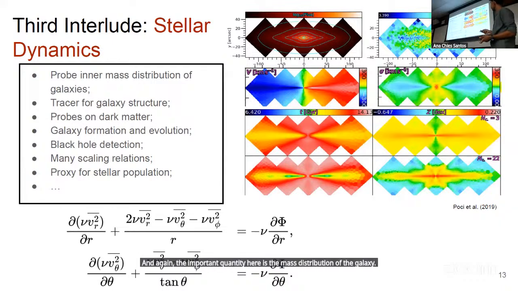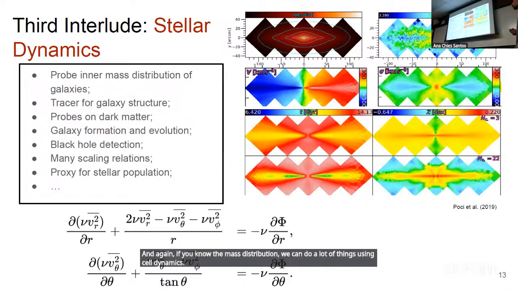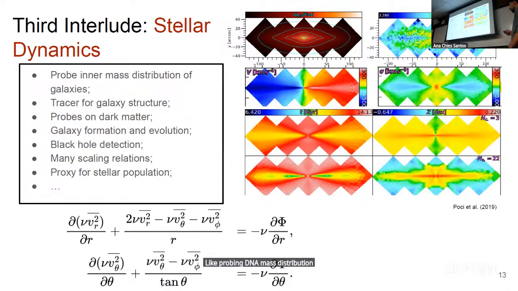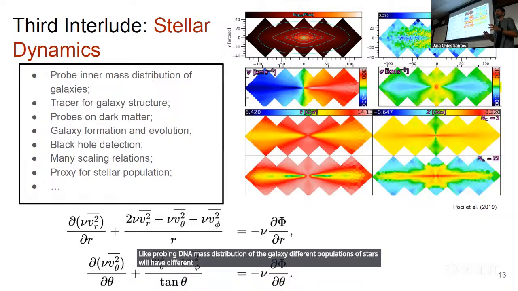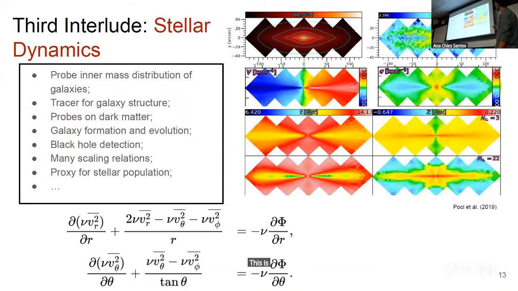And again, if you know the mass distribution, we can do a lot of things using stellar dynamics, like probing the inner mass distribution of the galaxy. Different populations of stars will occupy different positions in the phase space. So you can use this to break the galaxy and identify different structures and different stellar populations as well. This is what I'm showing in this plot right here.